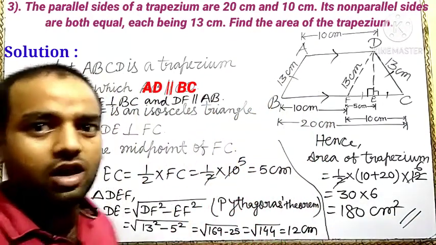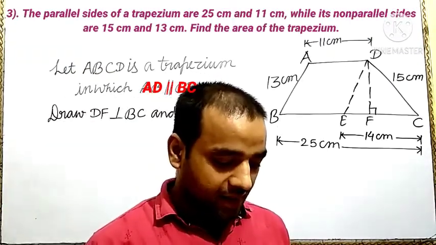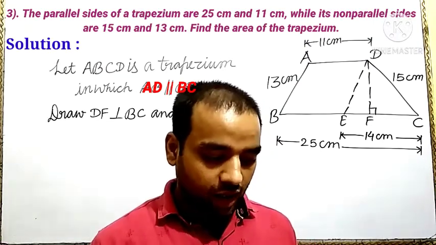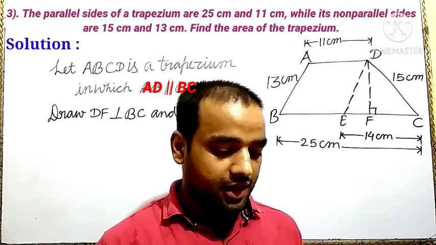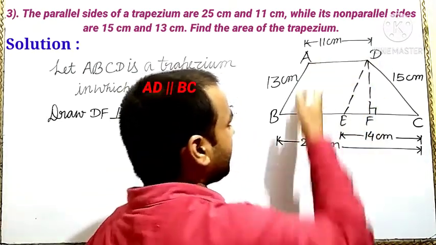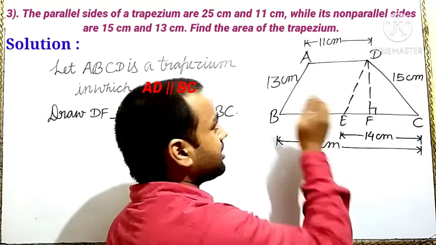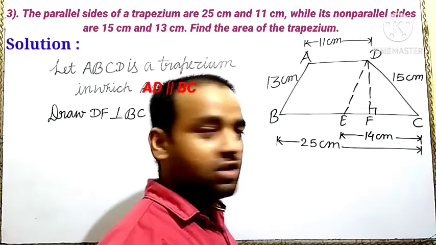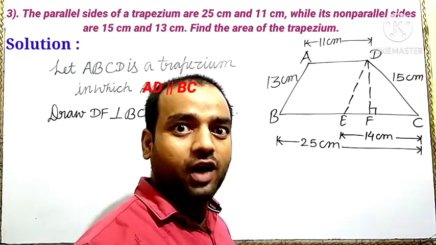Is it clear? Now let us discuss question number 4. In question number 4, the parallel sides of a trapezium are 25 centimeter and 11 centimeter, while its non-parallel sides are 15 centimeter and 13 centimeter. Find the area of the trapezium. Here parallel sides AD and BC, non-parallel sides AB and CD. Here value of given non-parallel sides 15, 13, parallel sides given 25, 11. But here height is not given. So find here height. Here some construction is required to find height.